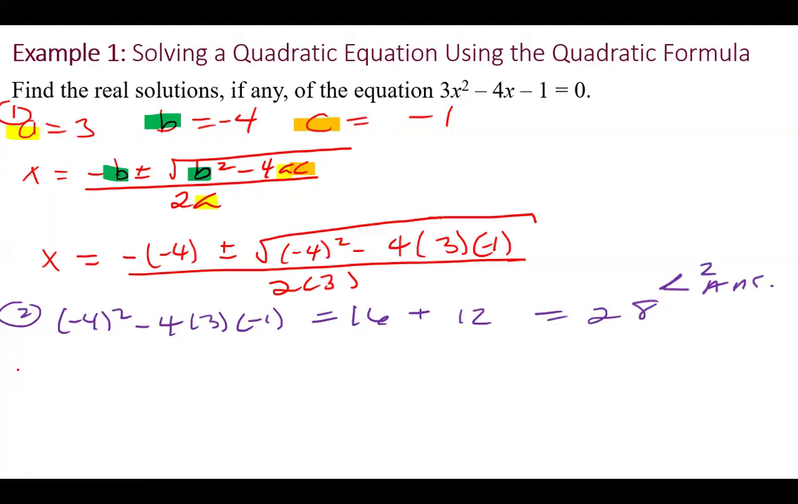Yeah. So now into step 3, we're going to plug back in. A negative times a negative here is going to make a positive. 4 plus or minus. And now what's underneath our square root? What did we get? 28. All over. And what's 2 times 3? 6.